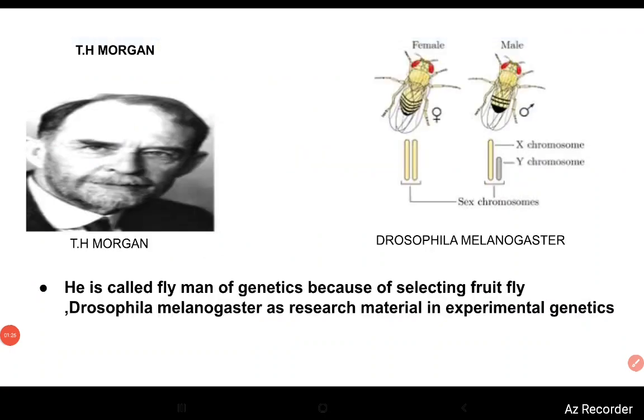So T.H. Morgan is known as father of genetics because he selected fruit fly, and he is called fly man of genetics. He chose Drosophila melanogaster as research material in experimental genetics to show linkage and recombination.